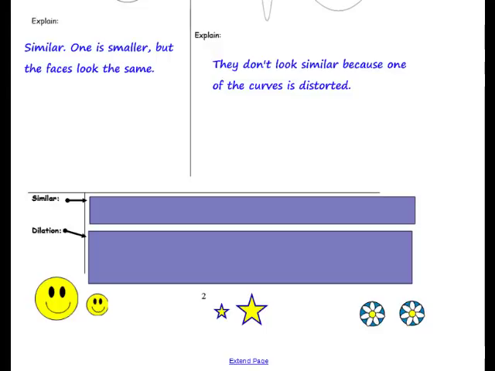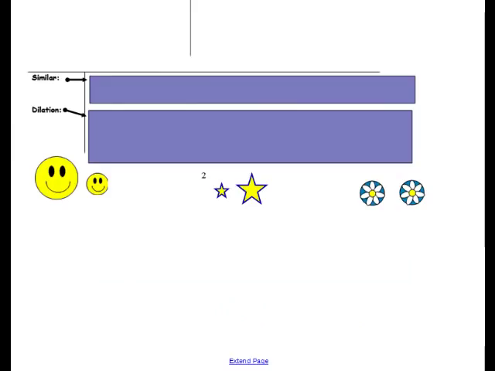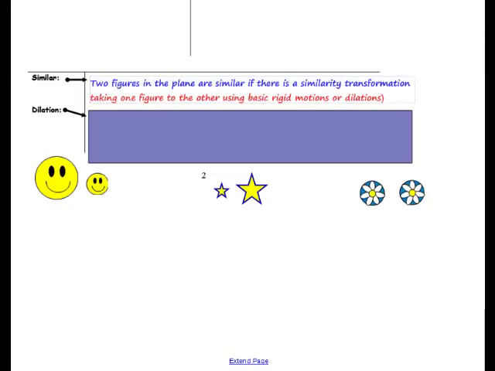So now let's take a minute and look at the definitions of these terms. The definition of similar: two figures in a plane are similar if there is a similarity transformation taking one figure to the other using basic rigid motions or dilations. Pause the video and copy the definition.